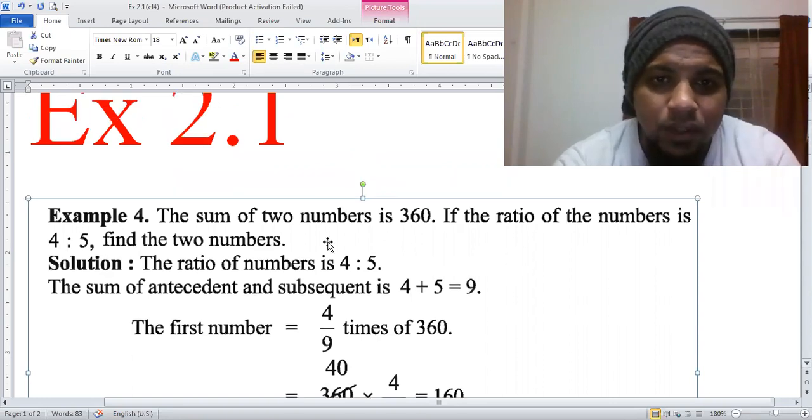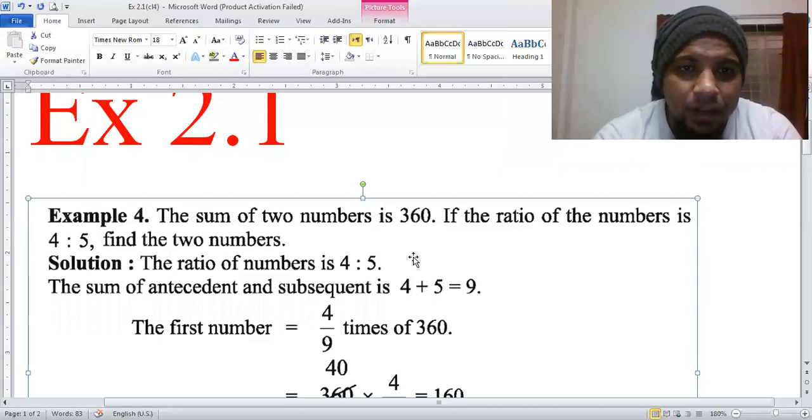Okay, the sum of two numbers is 360. If the ratio of the numbers is 4:5, find the two numbers. That means we don't know what the numbers are, but we know their sum is 360 and the ratio is 4:5. Now we have to find out the two numbers. We just have to utilize this ratio 4:5.